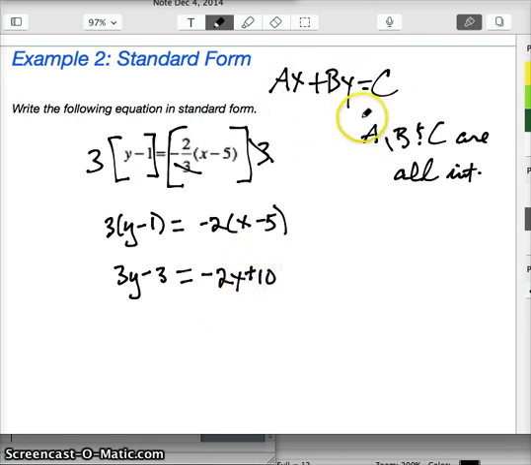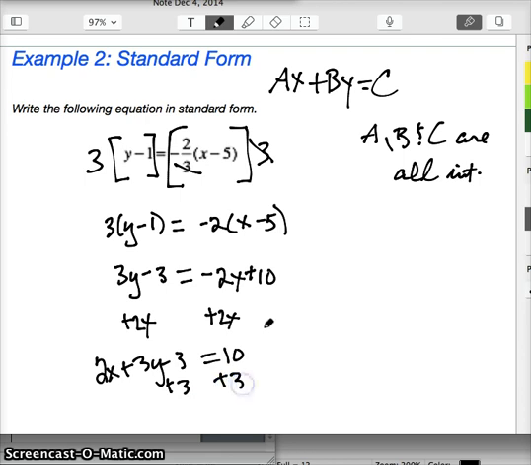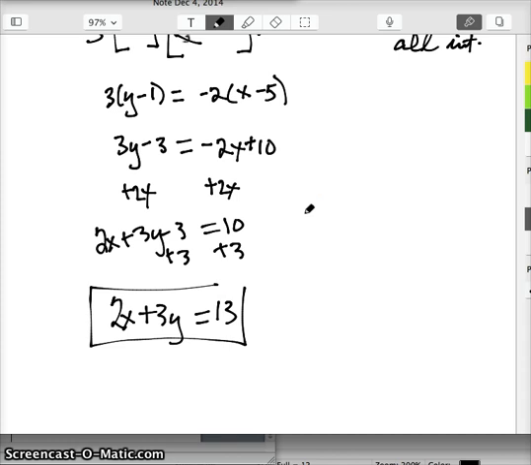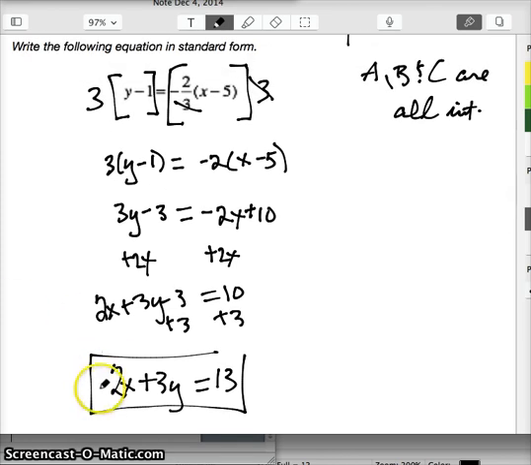I know I'm trying to get it in this form, so I need all my x and y terms on one side, all my constants on the other. This minus 2x needs to move, so I'm going to add 2x to both sides. There's nothing to add the 2x to, so I just have 2x plus 3y minus 3 is equal to 10. And finally, I want my constants over here, so I'm going to add 3 to get rid of the 3 on that side. I hope this is making good sense. And so at this point, we get 2x plus 3y is equal to 13. And we're done. It is in standard form. All of the coefficients of x and y, the a and b, are integers, and 13 is an integer.